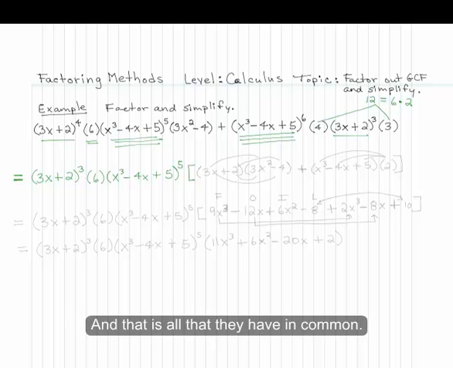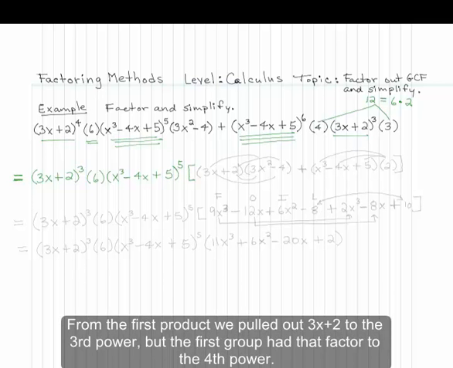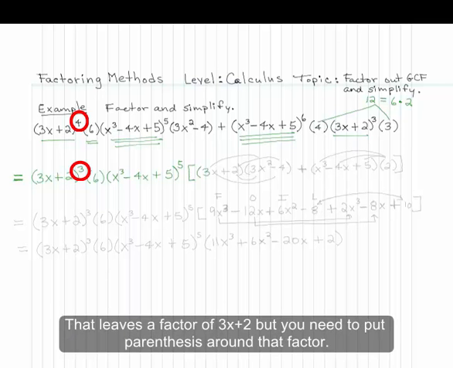So what we've done is we have pulled out the GCF, and now in brackets we're going to write down what's left over from each of the two big products. Okay, we pulled out from the first group 3x plus 2 to the third power, but the first group had that factor to the fourth power. So that leaves a 3x plus 2, but you do need to put parentheses around that factor.